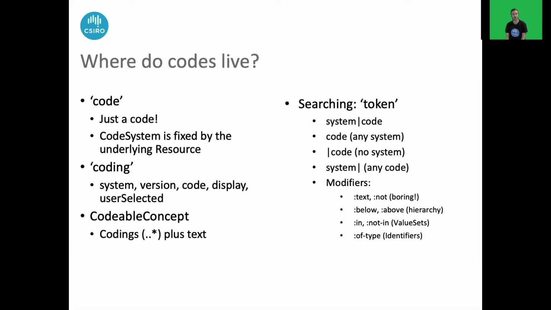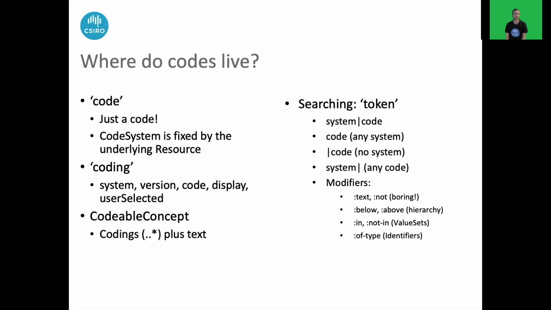And we can optionally also specify the version of the code system that we're using, what the display term is for the code that we've chosen, and whether it's been selected directly by the user, or perhaps it's been mapped or something like that. The third data type we'll see, and this is by far the most common data type in FHIR, is the codable concept data type. And codable concept allows us to specify multiple codings as well as a textual representation of the code.